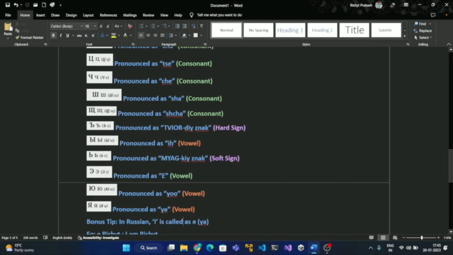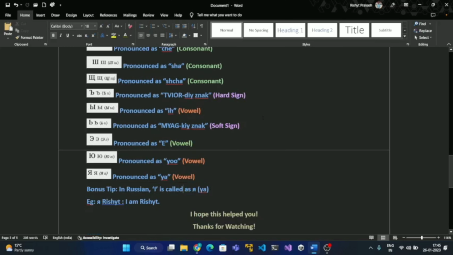The next one is a hard sign. As I told you, there are 2 signs in the Russian language, hard and soft. So this is the hard sign, called Tvyordyi znak. Once again, Tvyordyi znak. The next one is Y, which is a vowel. After that we have Myagkii znak. Again, Myagkii znak, which is a soft sign.